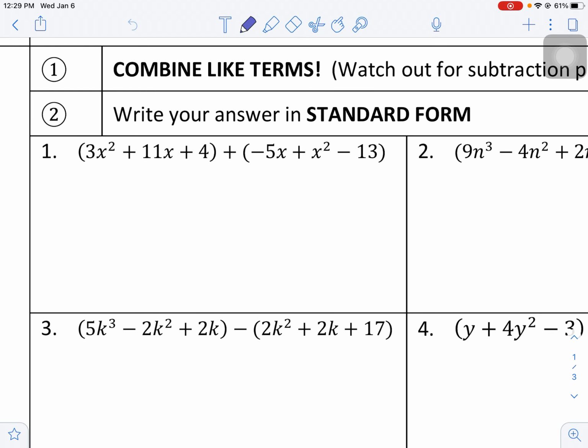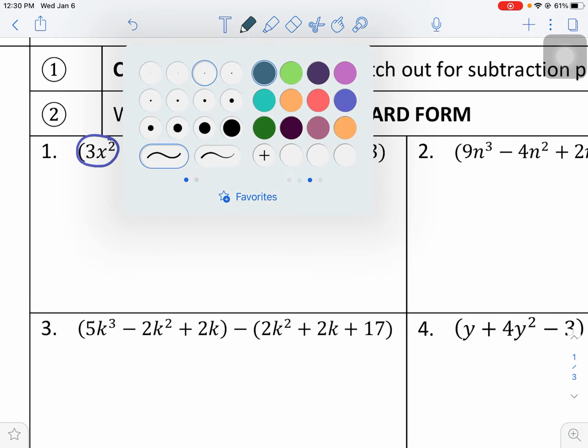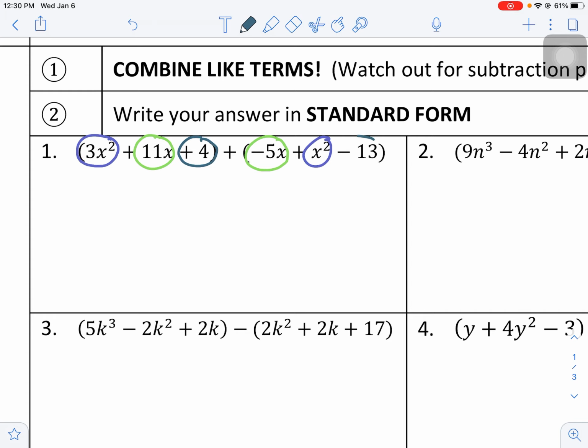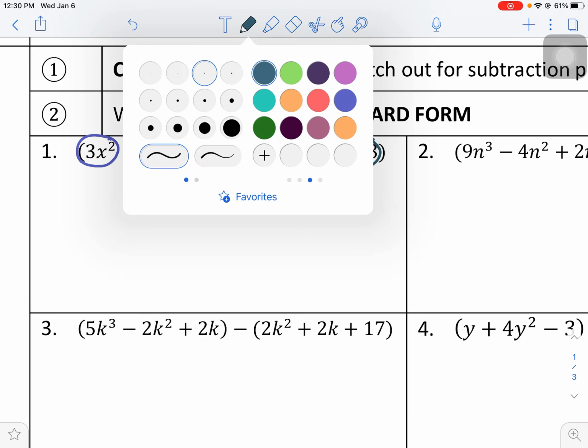So in order to combine like terms, you're only allowed to combine terms with the same exponent. So 3x squared would get combined with x squared, or 11x would get combined with negative 5x. And then lastly, positive 4 would get combined with negative 13.